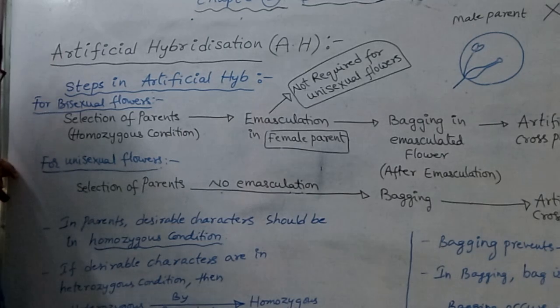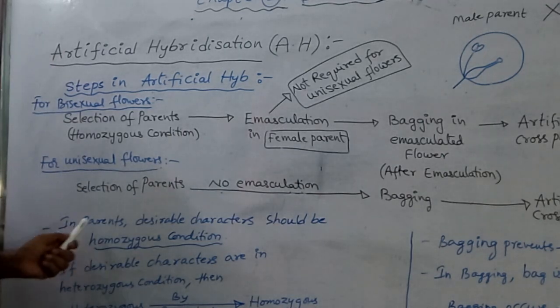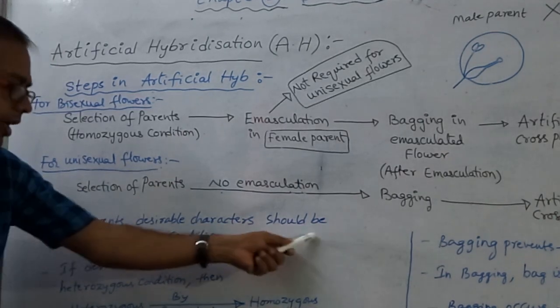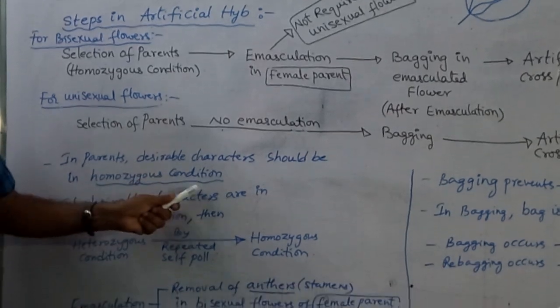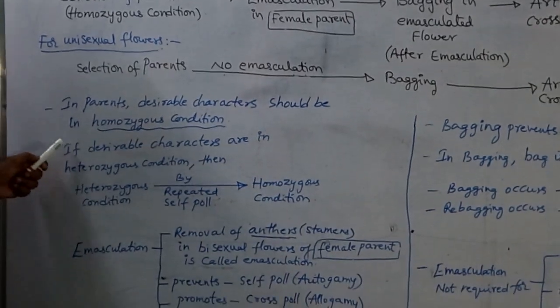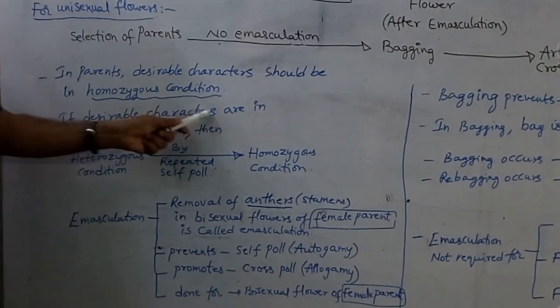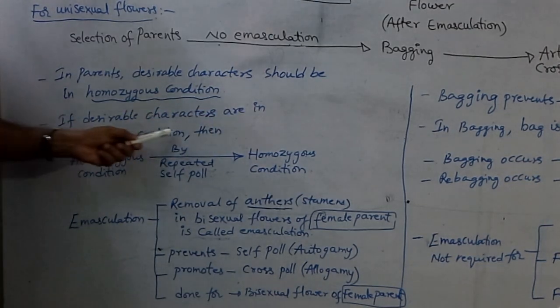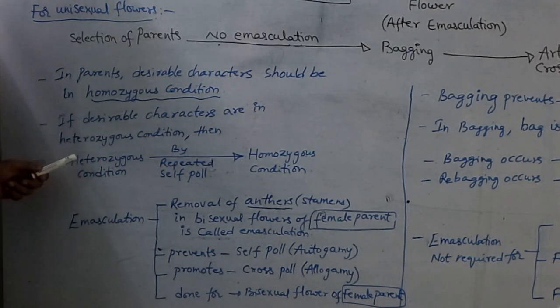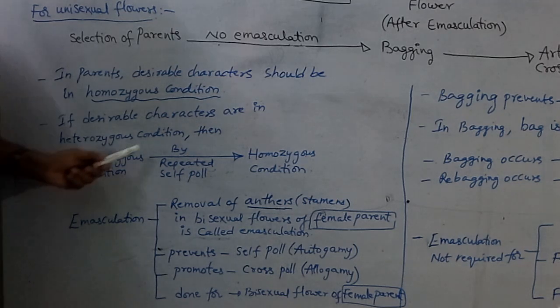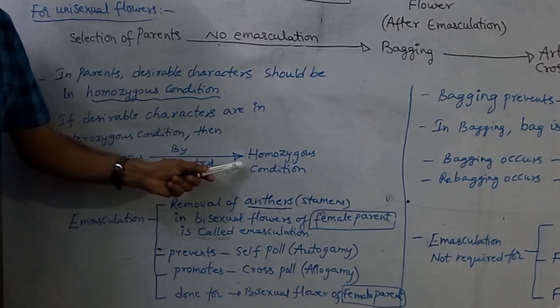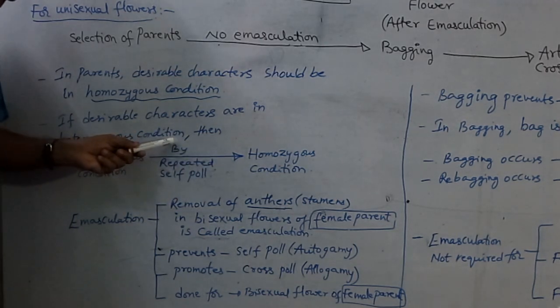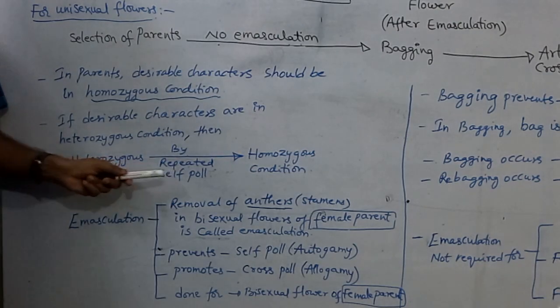Bagging. In parents, the desirable character should be in homozygous condition. If desirable characters are in heterozygous condition, then the heterozygous condition should be converted into homozygous condition by repeated self-pollination, isn't it?